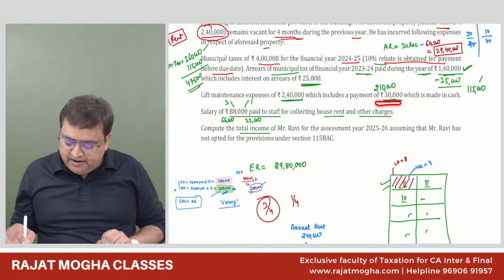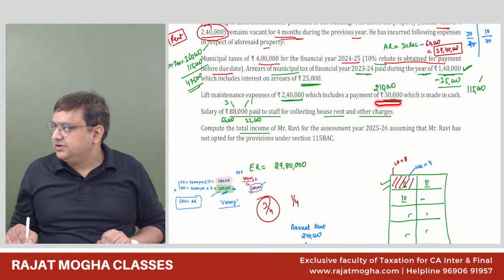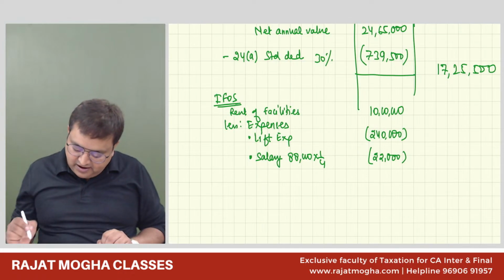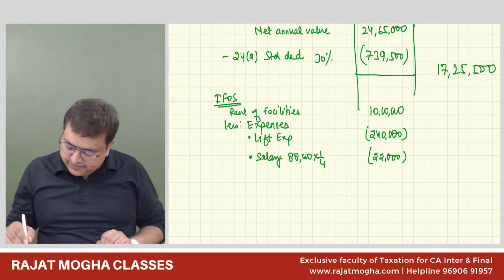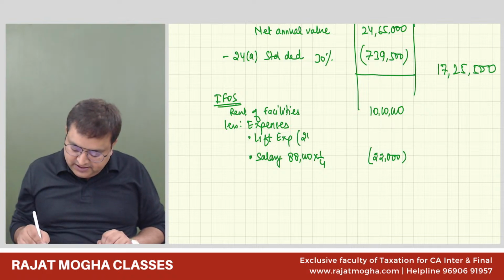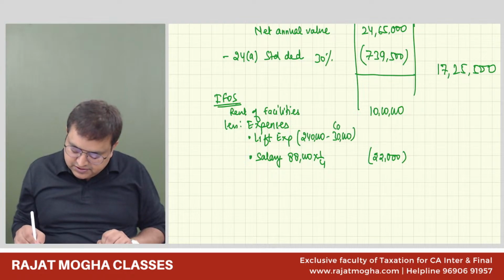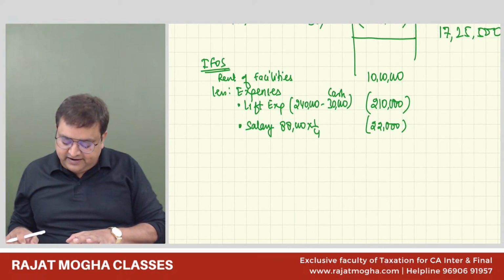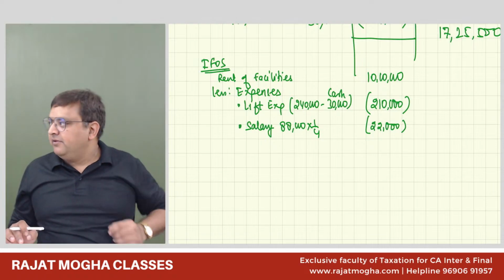Oh, sorry, I made a mistake. 30,000 was in cash. So I can't deduct 240, 210. Lift expenses 240 minus 30,000 because it was in cash. So 2,10,000 I can deduct. Salary was 88,000 by 1/4. 1/4, you understood?